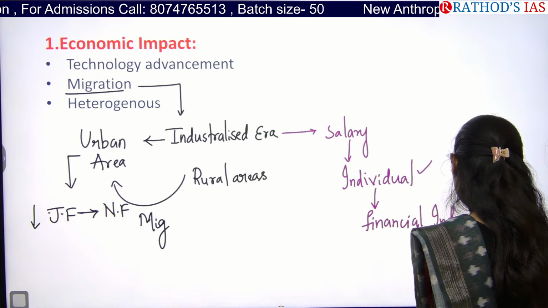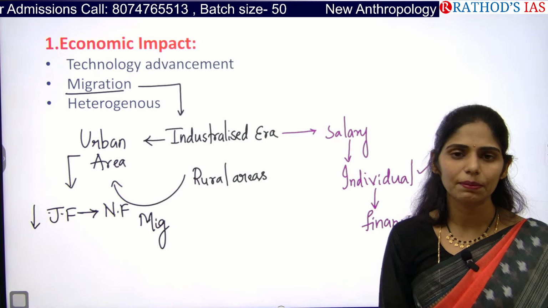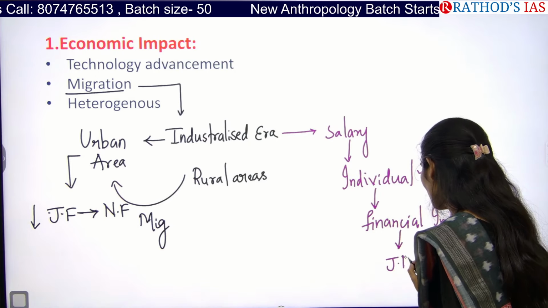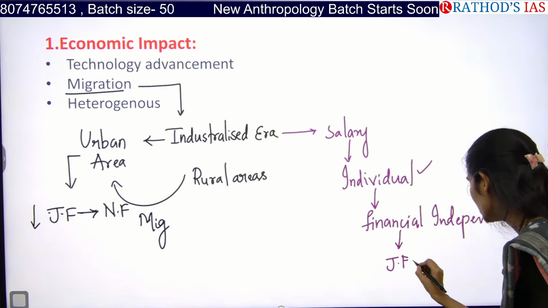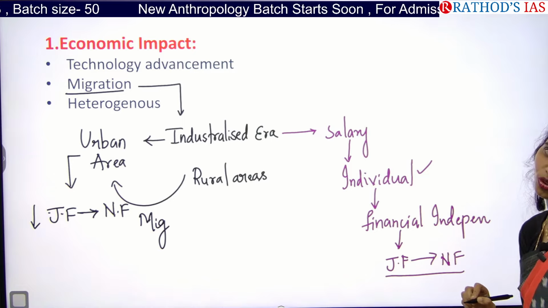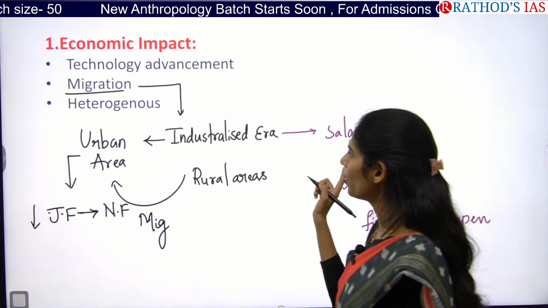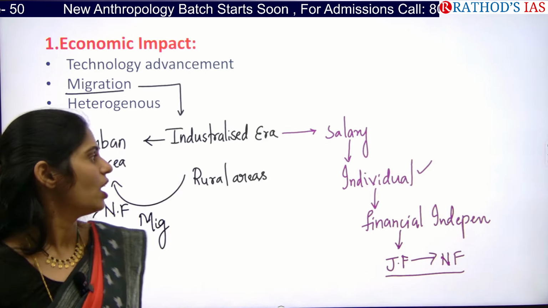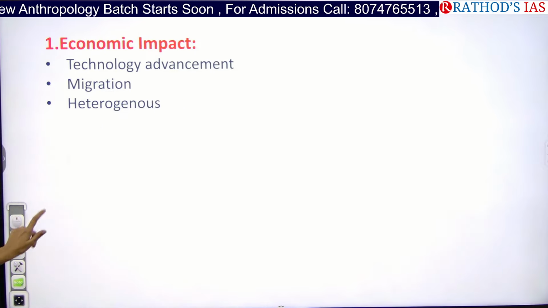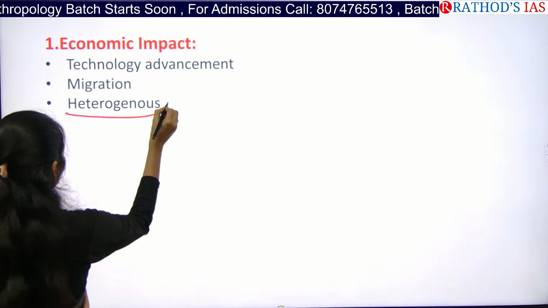So whenever there is increasing financial independence of an individual, is there any relevance of joint family now? No. This is also one important reason for converting joint families into nuclear families. So these are the two important things that you have to remember. Okay, now the last point in this economic impact is heterogeneity.